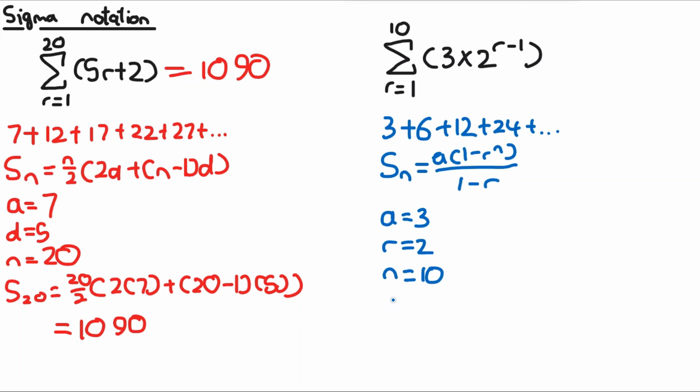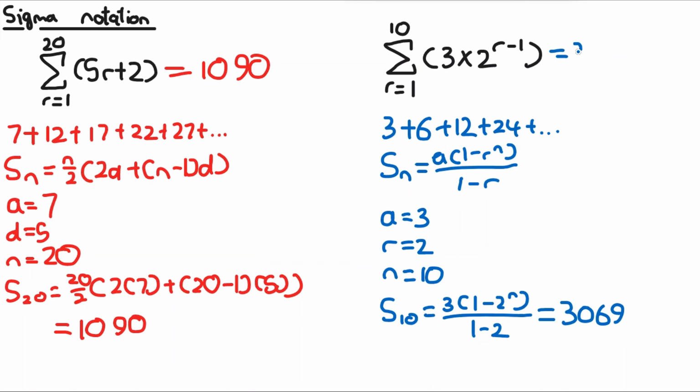So therefore S10 is equal to, and then we just sub in the values. It's going to be 3 of 1 minus 2 to the power of n over 1 minus 2, like this. And if you put this into your calculator, this is equal to 3069. So the sigma is equal to 3069 up here.